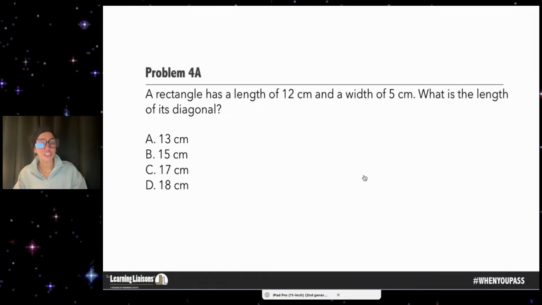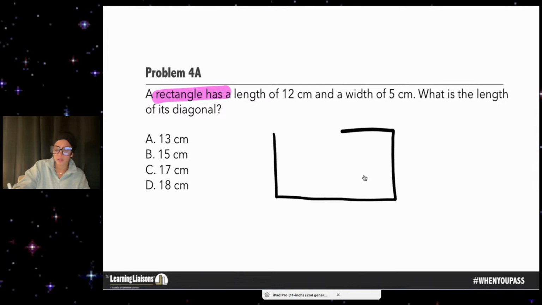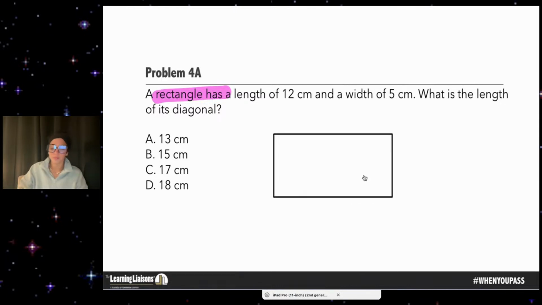So the first thing I'm going to do, anytime I think about geometry, look at geometry, smell geometry, I'm going to draw a picture. So this tells us that a rectangle, I'm going to start with a picture of a rectangle, has a length of 12 and a width of 5.